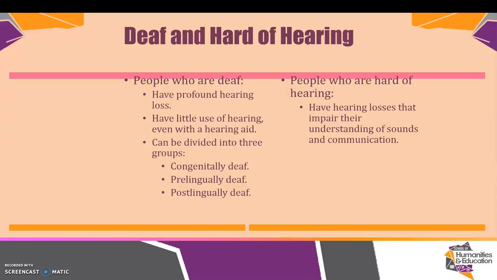Deafness can be divided into three groups. A person can be congenitally deaf, which occurs when hearing loss has been present at birth. Prelingually deaf means that before the development of the ability to speak, the person has been unable to hear. And postlingually deaf refers to loss of hearing after the development of the ability to speak.